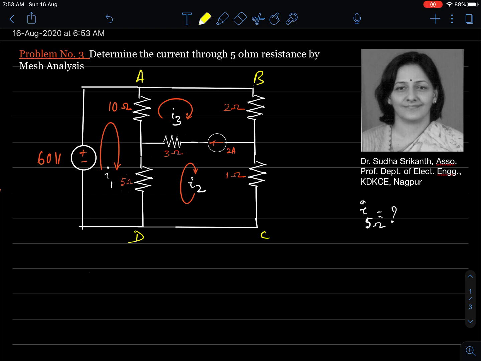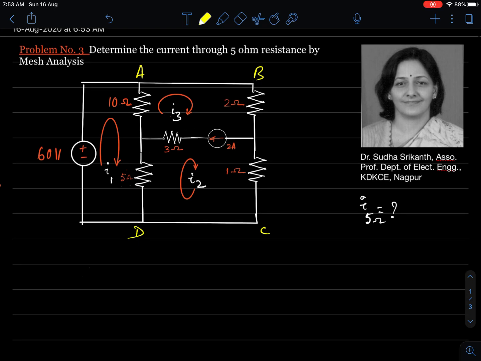You are avoiding this 2 ampere current source. It is not going to interfere. So, you have one equation for mesh 1, another equation for loop ABCD, and you require one more equation. What do you do for that? The third equation now can be written for the branch current, that is the current flowing through this 3 ohm resistance, which is 2 amperes.